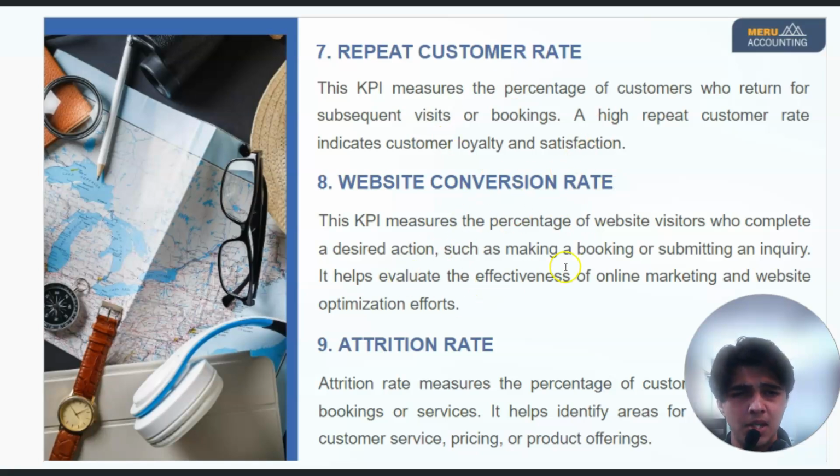Website conversion rate. This indicator measures the percentage of website visitors who completed a desired action, such as making a booking or submitting an inquiry for a particular destination or something like that. It will help you evaluate the effectiveness of your online marketing and website optimization efforts. Next is attrition rate. This indicator measures the percentage of customers who cancelled the booking or who cancelled your services.